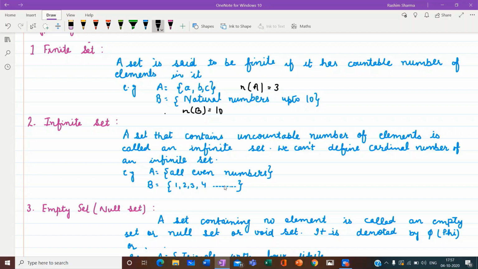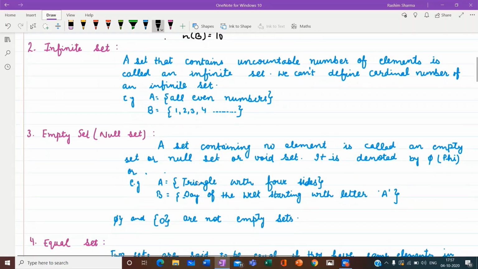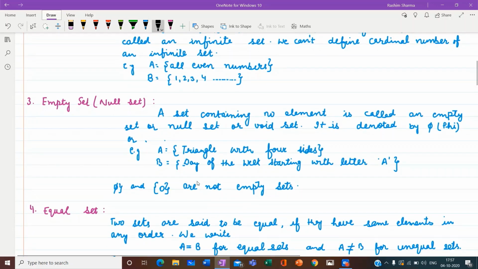Alright. Third type is empty set. A set containing no element is called an empty set, means when there is no element in the set. It is known as null set or void set. It is denoted by phi. This symbol is for phi. Or we put empty braces, means without any element. So either this phi or the empty braces, any one of them can be used for an empty set.